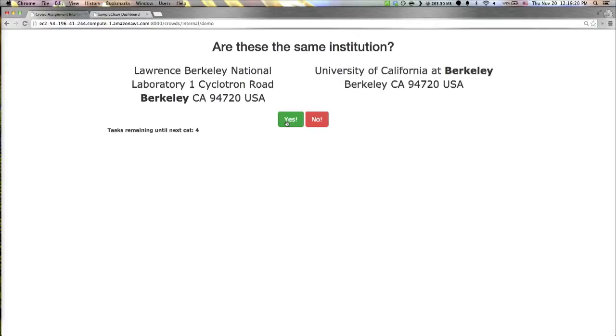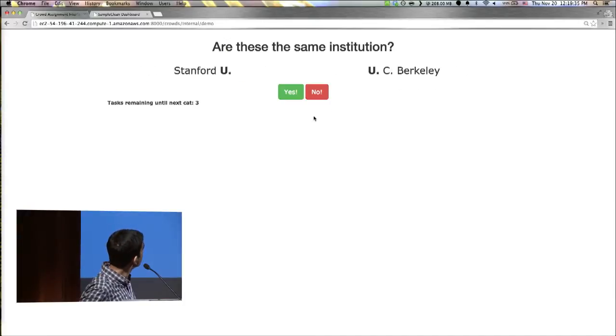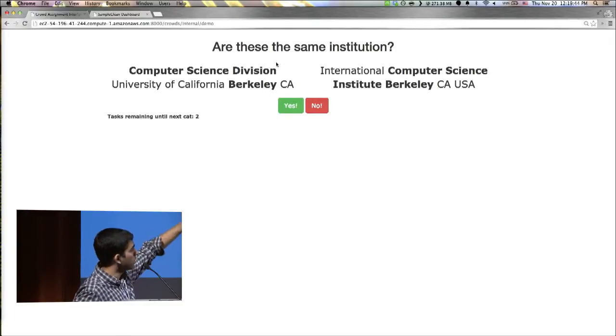So there are going to be some tough ones, such as Lawrence Berkeley National Labs and University of California at Berkeley. We consider these different because, while sometimes the researchers from LBNL are affiliated with Berkeley, that's not always the case. So we're going to say no in this case. Now, there are also some easy cases where it's Stanford and Berkeley. So we're going to say, in this case, no. And finally, there are also these weird ones like ICSI, which we also consider distinct from Berkeley.